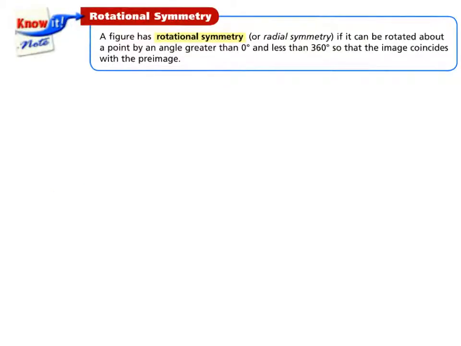The next type of symmetry is called rotational symmetry. Rotational symmetry is when you can take something and rotate it. So a figure has rotational symmetry, also called radial symmetry, if it can be rotated about a point by an angle greater than 0 and less than 360, so that the image coincides with the pre-image. Coincide means it lays right on top of another.